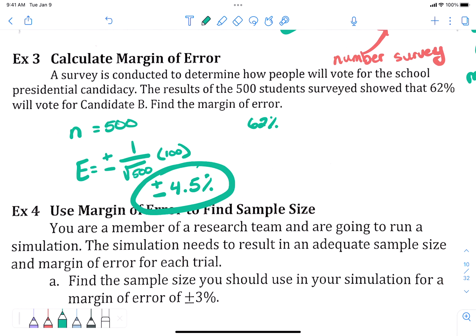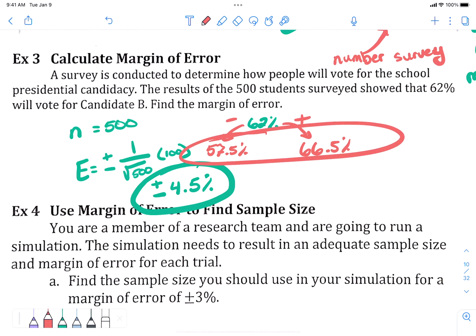Okay, so what that means, according to the 62%, is that we can't say that exactly 52% or 62% are going to vote for a certain candidate. We can say somewhere between 57.5 and 66.5. That would be adding and subtracting the error. Somewhere between those two percentages are going to vote that way, right?